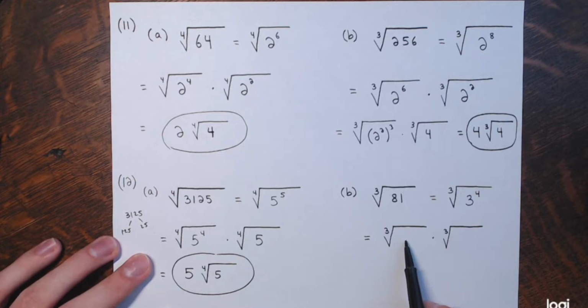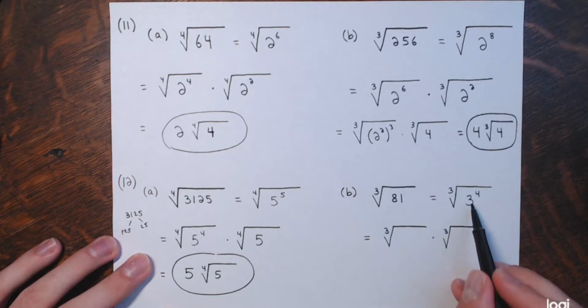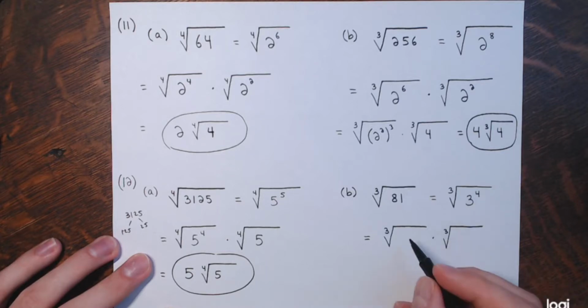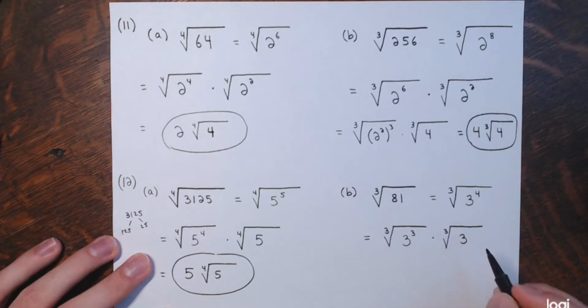In this first radical, I'm going to have all the powers be multiples of 3. In the next one, I'm going to have all the powers be less than 3. So cubes and not cubes. We can easily do that by breaking up 3 to the 4th into 3 cubed times 3 to the 1st. So I have the cube root of 3 cubed times the cube root of 3. And the cube root of 3 cubed would just be 3, since it's a cube root of a cube. So I have 3 times the cube root of 3.